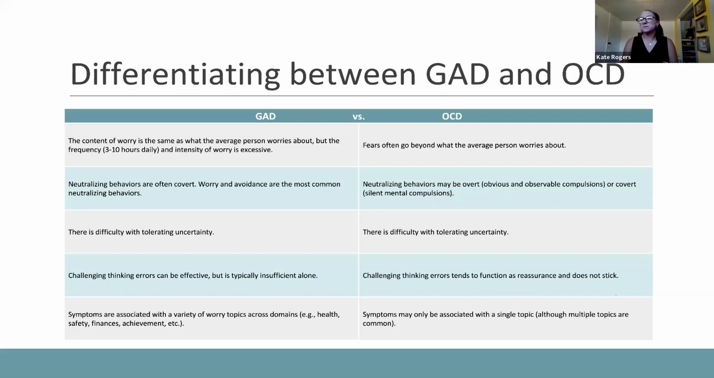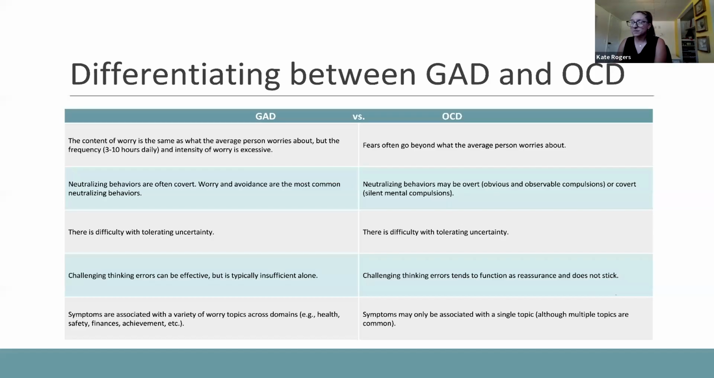The last one here can be really helpful and again can have some overlap. With GAD, symptoms are associated with a variety of worry topics across domains, those supernormal worries, but across several domains, which is why we call it generalized anxiety disorder. There isn't a focus on a single thing that they're worried about. Those domains are often things like health, safety, finances, achievement, the same sorts of things we all worry about.